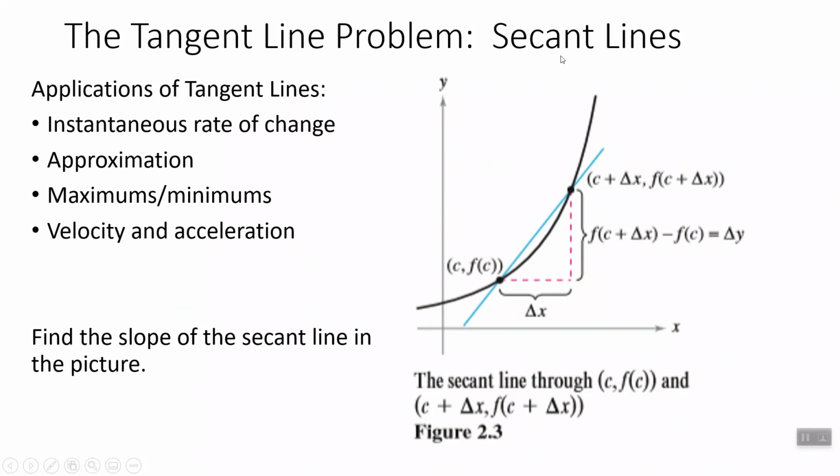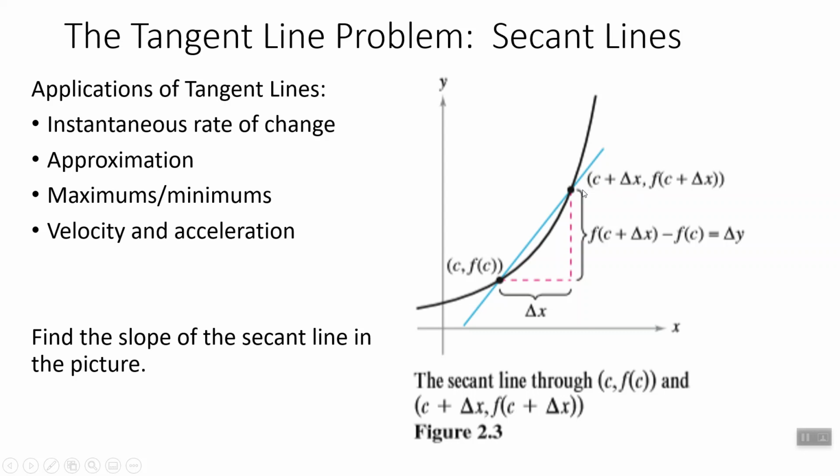All right, so the tangent line problem. We start off with something called a secant line. A secant line is a line that crosses a curve twice near a certain point. Our certain point here is (c, f(c)). This is the point we want to know the tangent line at. Then we start off with the secant line, which goes through a point a little bit farther away down the line.